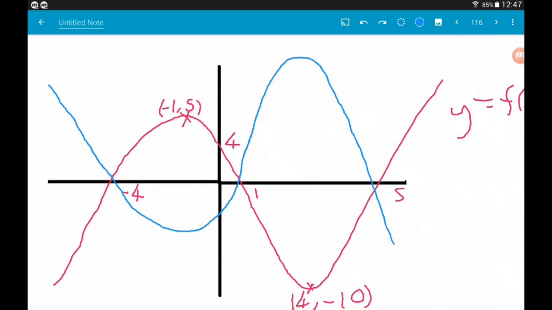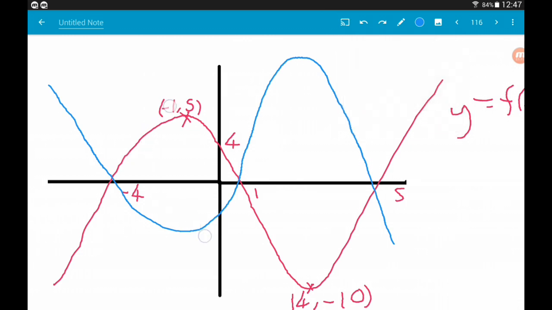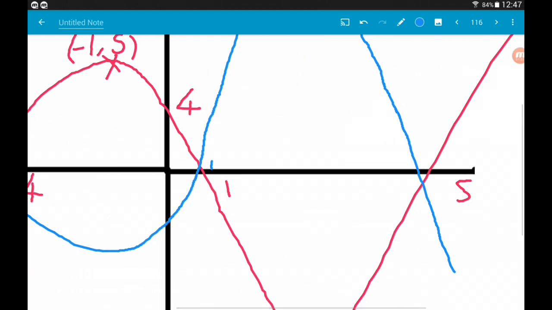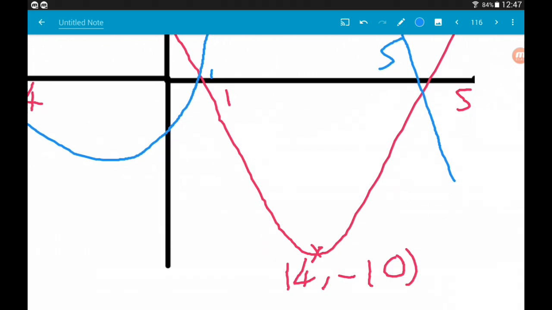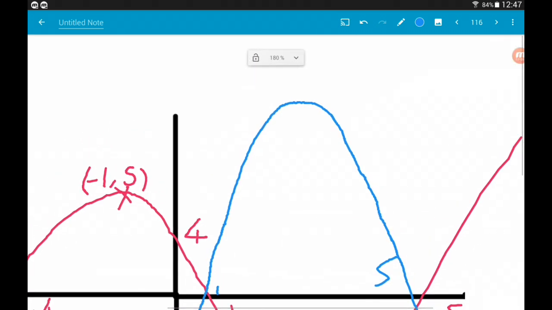Now remember, drawing is not my strength, so I apologise. So, first of all then, the x-intercepts are the same. So this is still minus 4. This is still 1, and this one over here is still 5. This one that is now a maximum has the same x coordinate as this minimum, so it's still 4, but the y coordinate is now going to be 10 above instead of 10 below. So this is 4, positive 10.